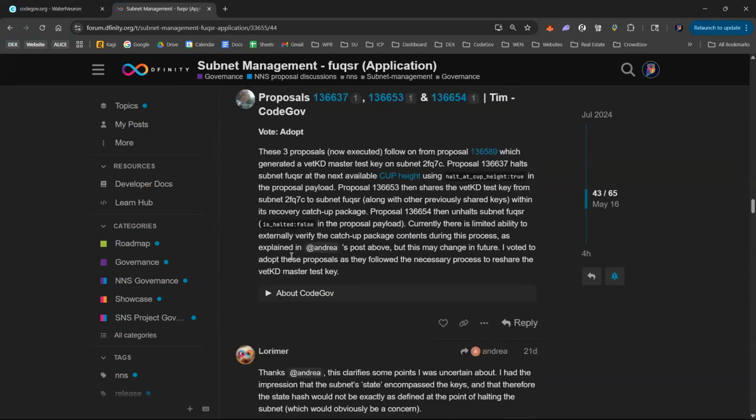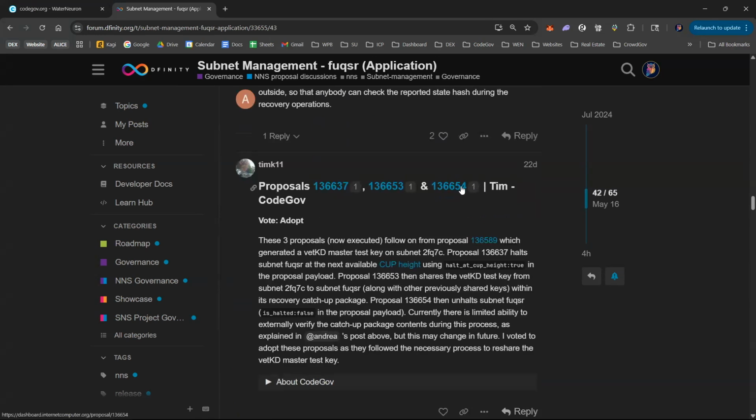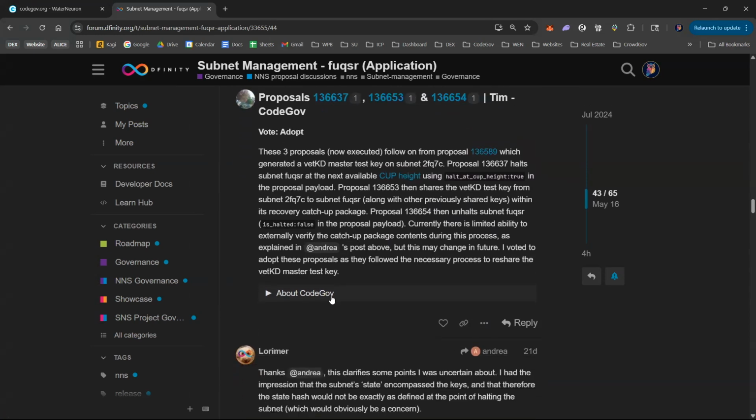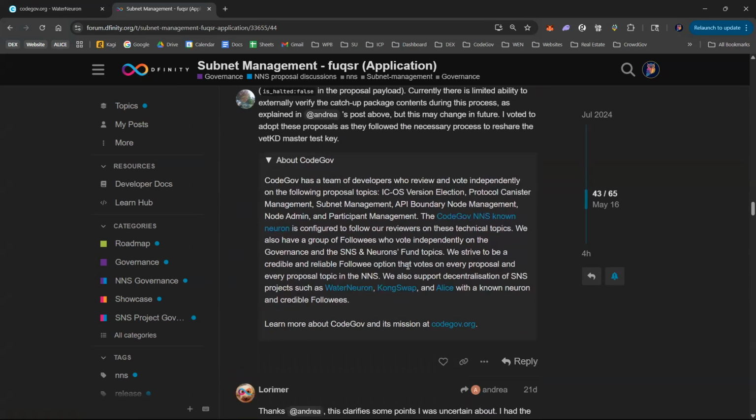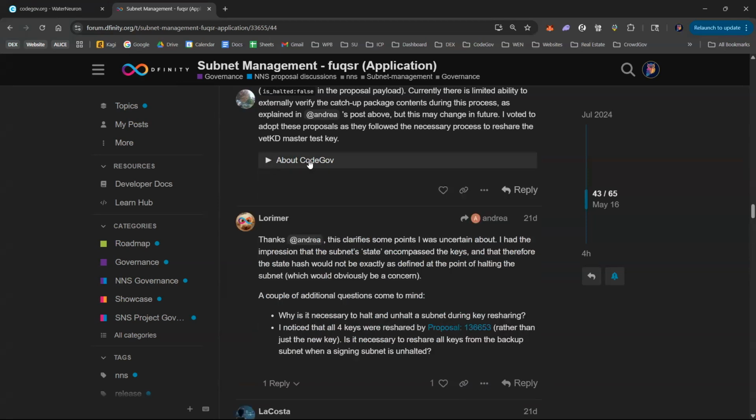So anyway, in this particular case, Tim is one of our CodeGov reviewers. He reviewed these 3 proposal topics at the same time, voted to adopt all of them, and gave an explanation for why he voted for all of them. And of course, he is a team member for CodeGov, and just to have a little explanation of who CodeGov is and what we're doing, we have this little footnote of information that people can read if they want to, but we hide it underneath the summary prompt.